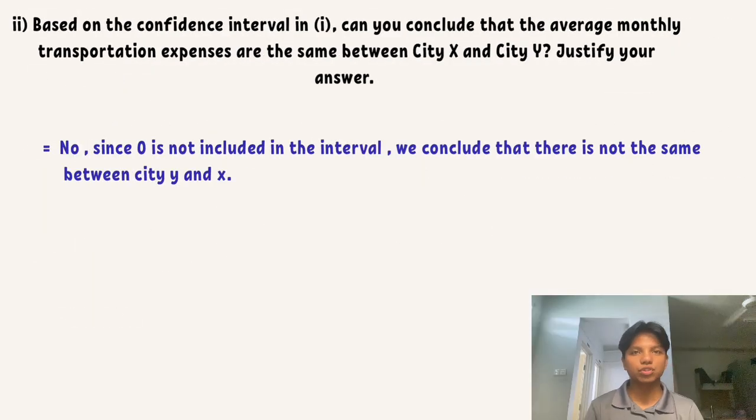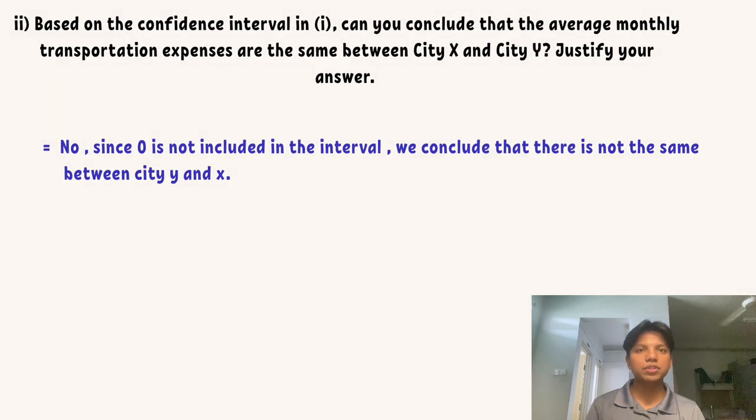So we move to Roman 2. The question is, based on the confidence intervals in Roman 1, can you conclude that the average monthly transportation expenses are the same between City A and City B? Justify your answer. My answer is, since the value 0 is not included in the interval 0.127 and 23.873, we conclude that there is a significant difference between the average expense in City A and City B.